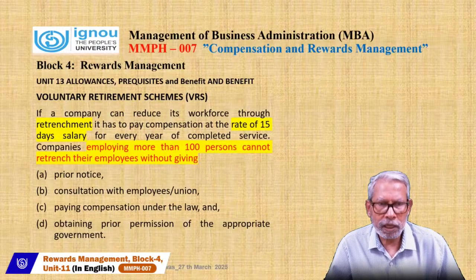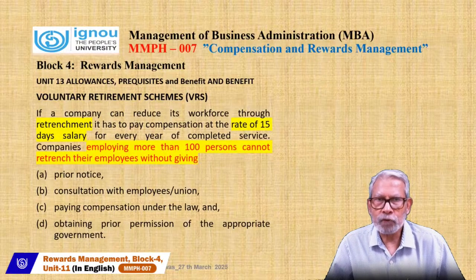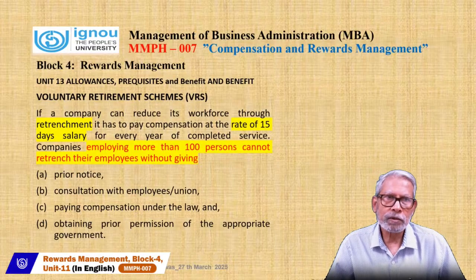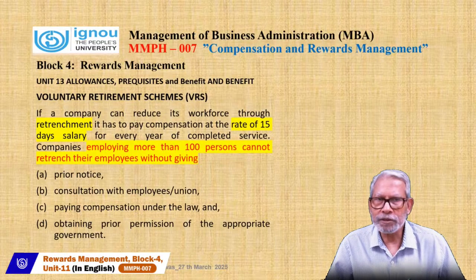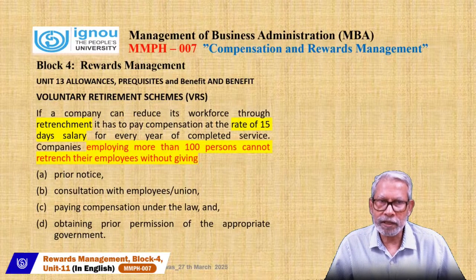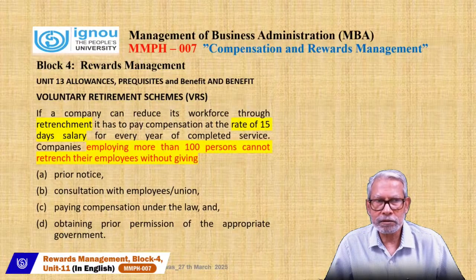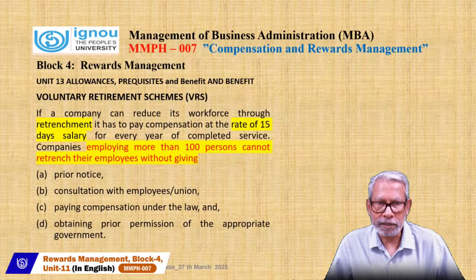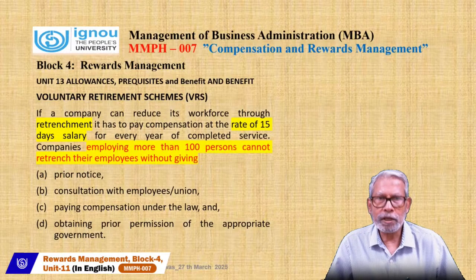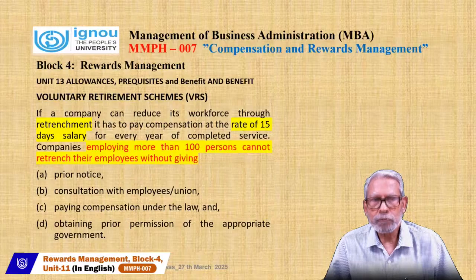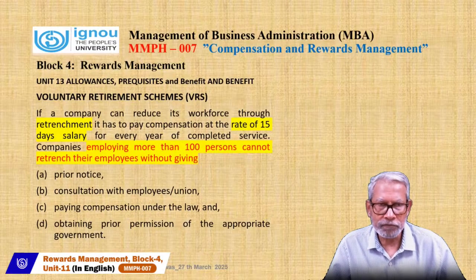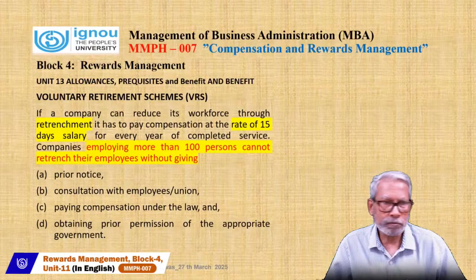If a company wants to reduce its workforce through retrenchment, it has to pay compensation at the rate of 15 days' salary for every year of completed service. Employers cannot retrench their employees without giving prior notice. You have to give some notice, and only then can you proceed with the retrenchment.